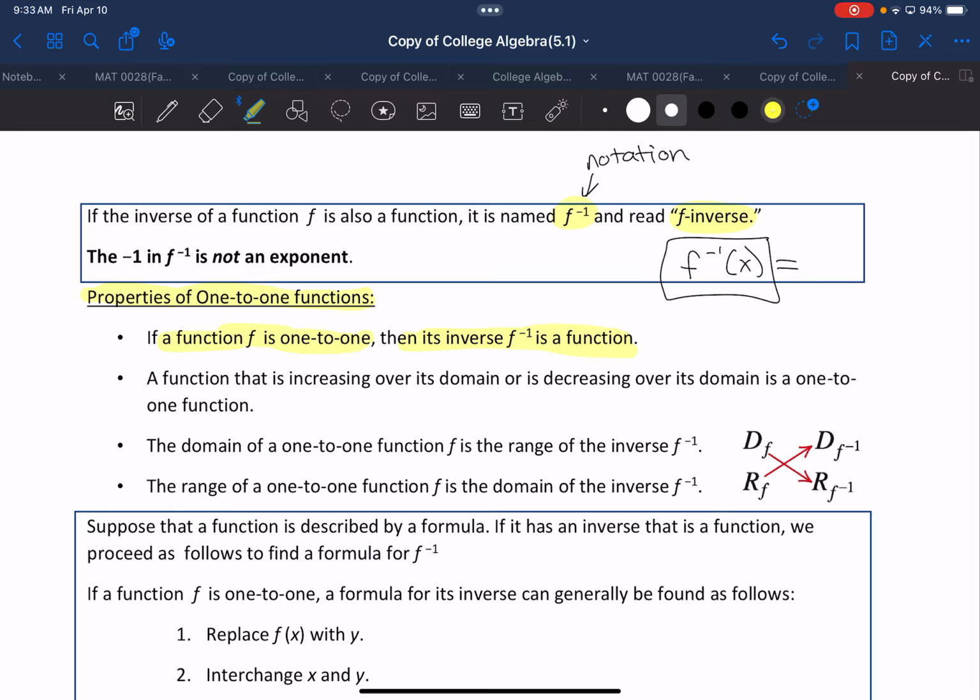The second one is, I just explained that you can use the horizontal line test to determine whether a function is one-to-one. This second property is another little trick or tip you can use. If a function is only increasing over its domain, or only decreasing over its domain, then it's automatically one-to-one.